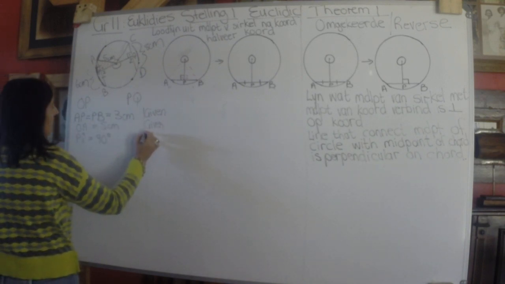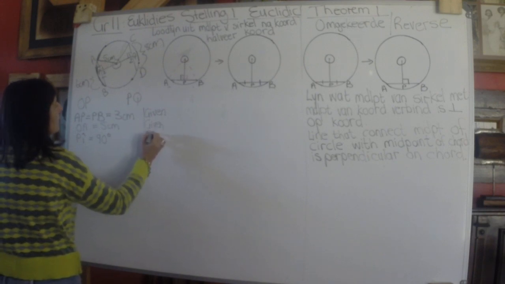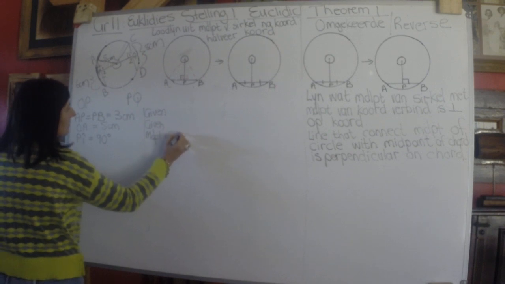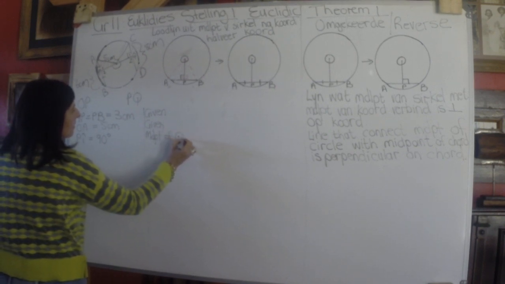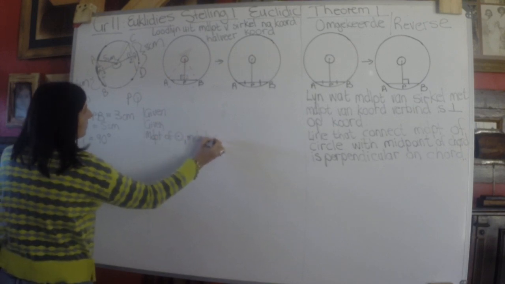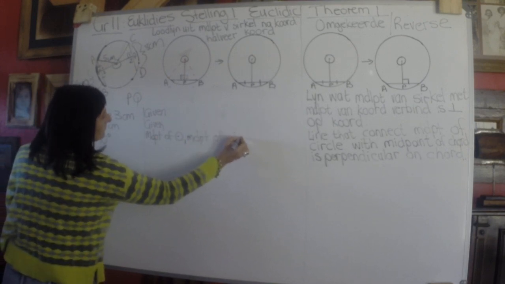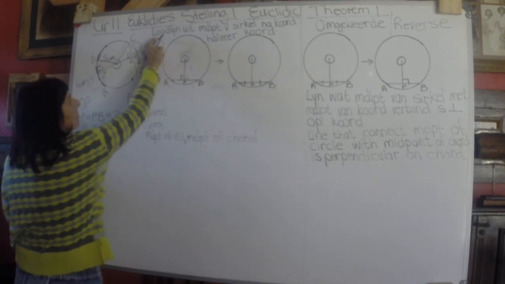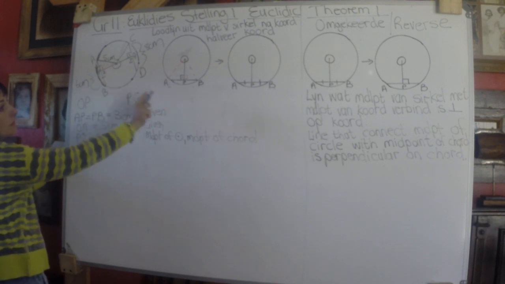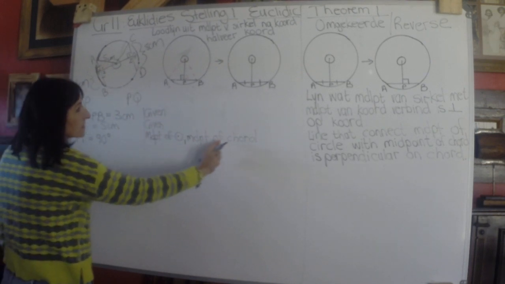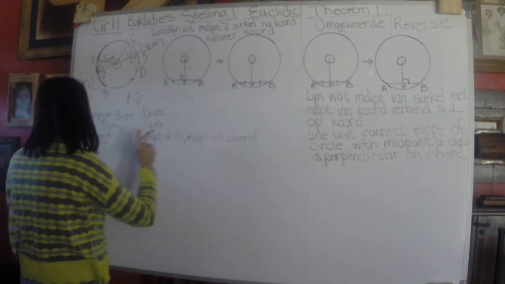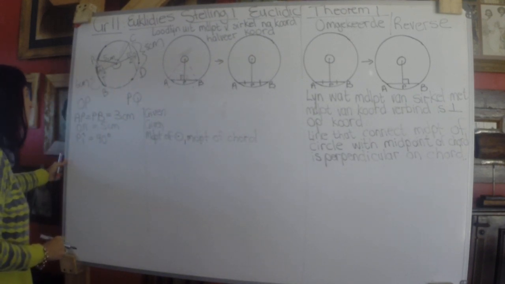The reason for that is the midpoint of the circle on the midpoint of the chord. Theorem number 1. Midpoint. Now, theorem number 2. It's the reverse of theorem number 1. Middelpunt van die sirkel op die middelpunt van die koord maak hom loodreg.